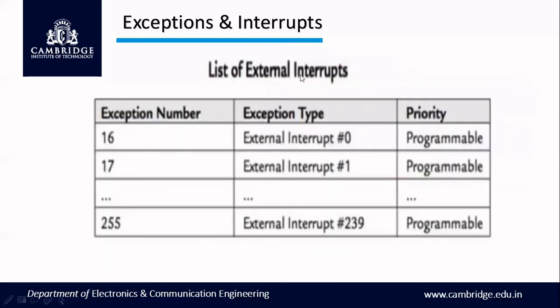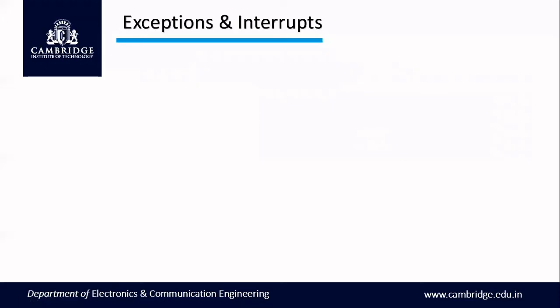Now let us see the interrupts. So the interrupts would start from the exception number 16 and it would go up till 255. So totally we would have 0 to 239, which means 240 external interrupts can be serviced by my Cortex M3 processors, and the priority of all these interrupts are programmable. So the programmer can decide and assign the priority for these interrupts for deciding their ISRs being executed. So that's about interrupts and exceptions.